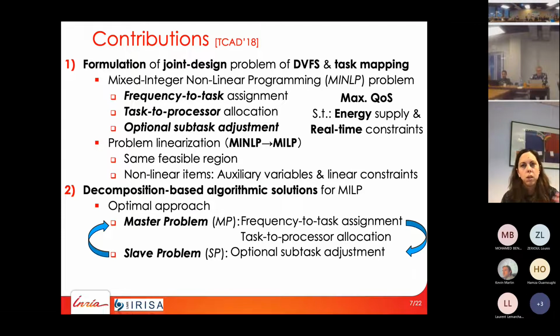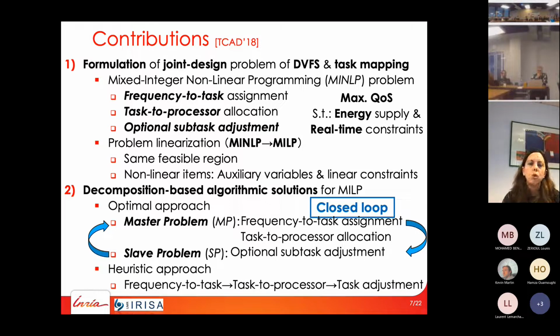And as we will see in the next slides, by iterating, we are reducing the gap between an upper and a lower bound on the value of the objective function, and thus we are converging to the optimal solution. So this can be seen as a closed loop method. We have also proposed a heuristic approach in order to reduce the computation time. The heuristic approach is based on steps. First we do the frequency to task assignment, then the task to process allocation, and then the task adjustment. So this is an open loop method.